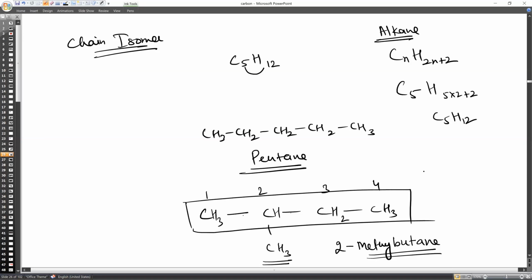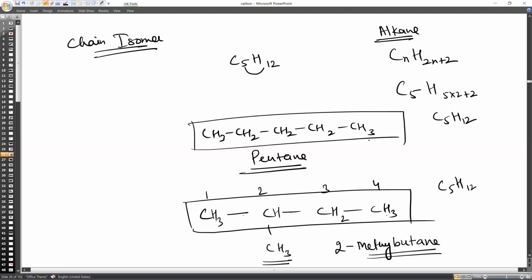Now, if you write this one, what's the formula for this one? We have C5, 5 carbons. Count the total number of hydrogens: 3, 3, 6, 3, 9, 10, 11, and 12. Again, this type of isomers are known as... yes, this is pentane, and this is the isomer of pentane. So we can say that pentane, C5H12, can be written this way.